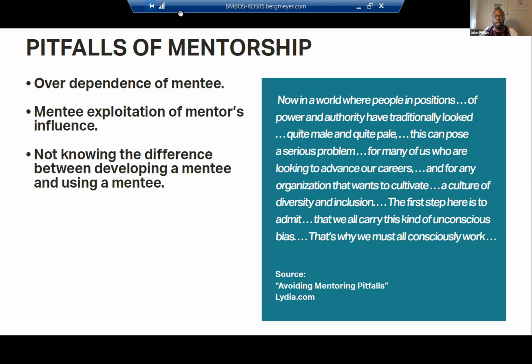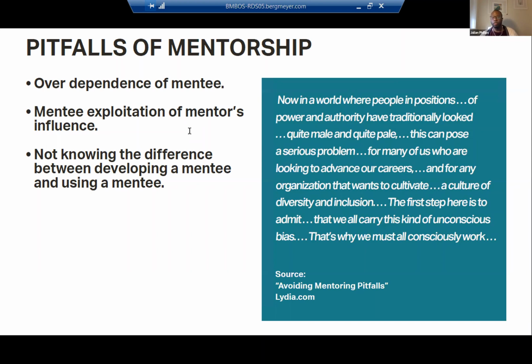And I'm going to talk a bit about the pitfalls of mentorships. Over dependence of a mentee is probably not a best practice. Also, mentee exploitation of the mentor's influence. You don't really want someone to use your power for their own influence. And then also not knowing the difference between developing a mentee and using a mentee. It's really easy when there's a lot on our plates to think, oh, someone else could do this, maybe they even want to enjoy doing that. But we just have to know the difference.